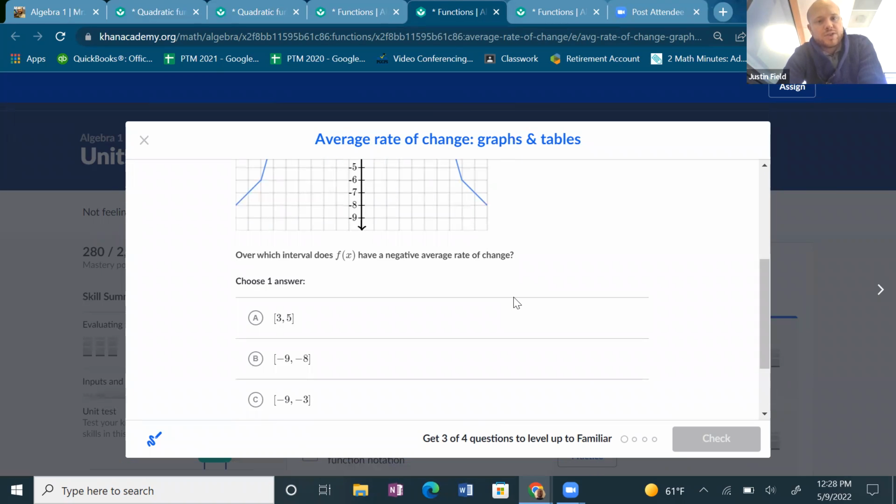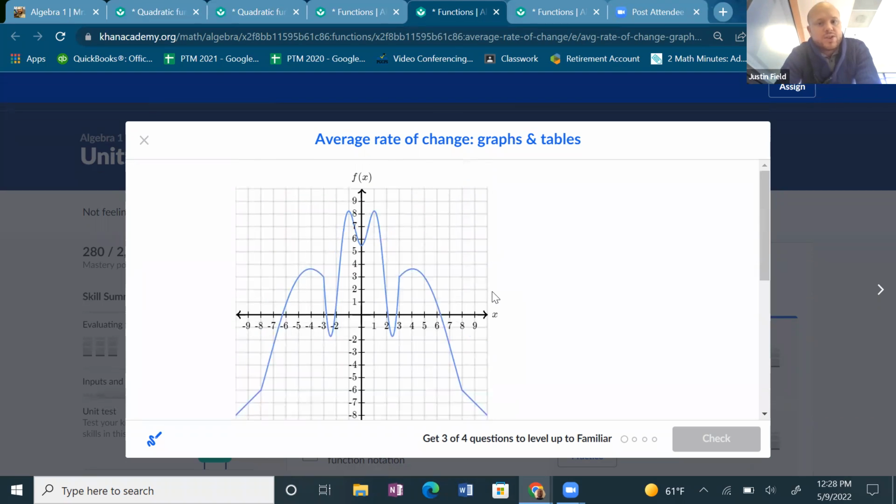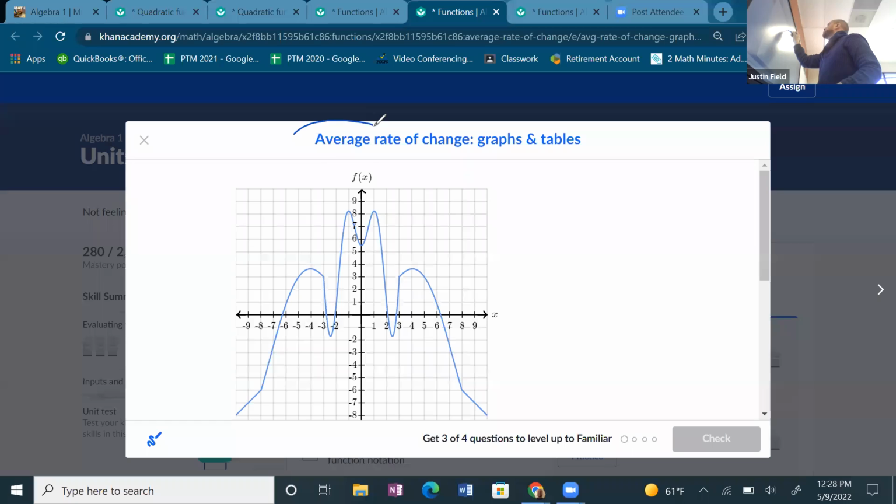Over which interval does it have a negative average rate of change? So, what the average rate of change is, you can write down that and then just write slope. The average rate of change is simply a slope between two x values and their corresponding y values.